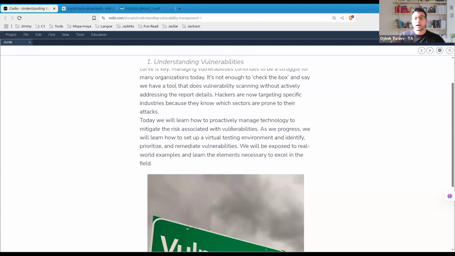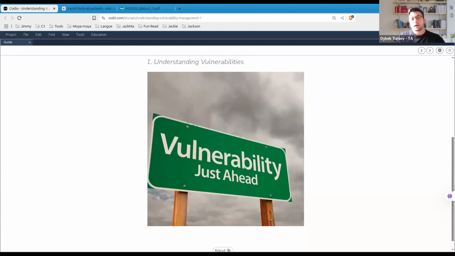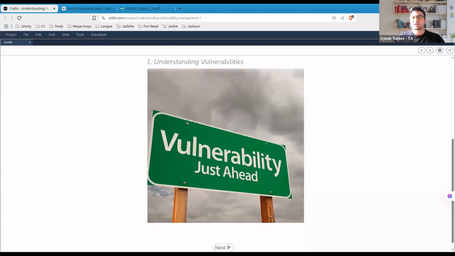Okay, today we're gonna talk about how we can implement vulnerability management, why it's important, what kind of organizations ask for this vulnerability management, and what its main point is.